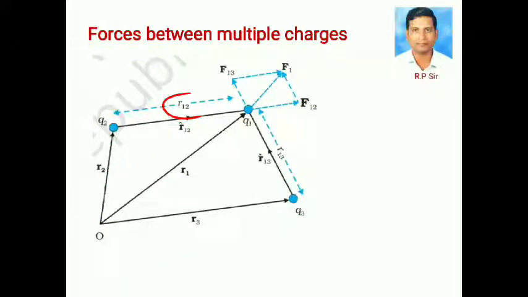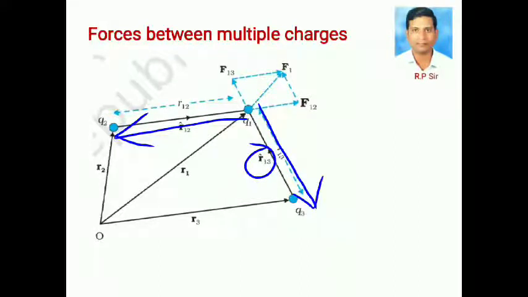Let R12 be the distance between Q1 and Q2. R13 is the distance between Q1 and Q3. And R12 cap is the unit vector along Q1 to Q2. R13 cap is the unit vector along Q1 to Q3.